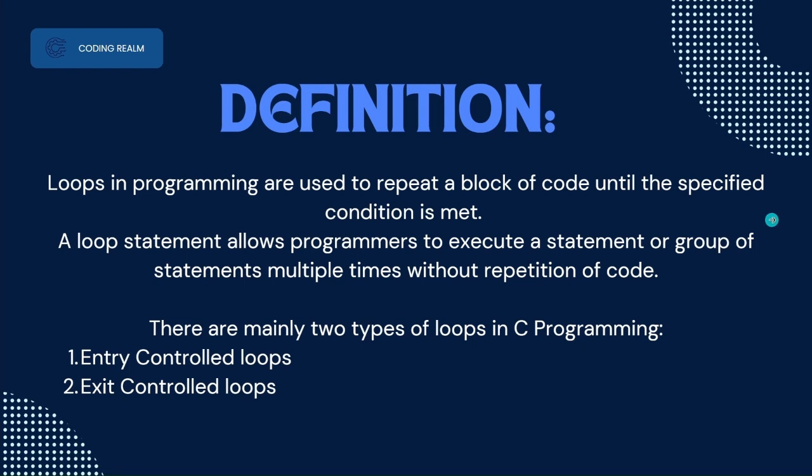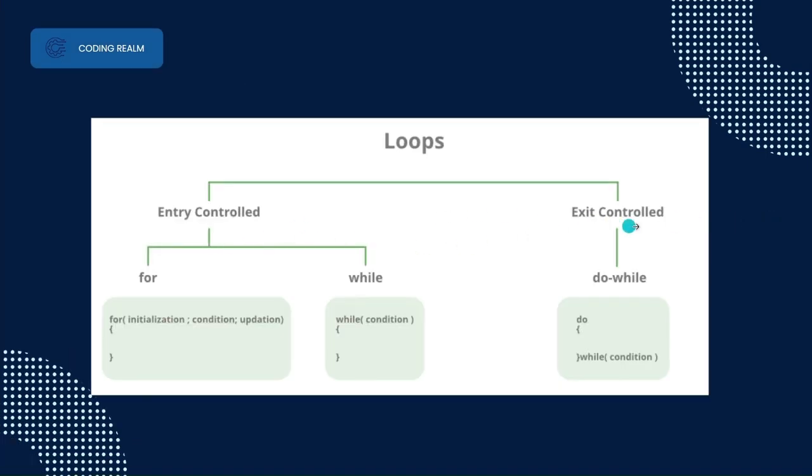Let's see the difference between the entry-controlled loop and the exit-controlled loop. The entry-controlled loops are the for loop and the while loop. The condition is at the start of the loop, like here. But in the exit-controlled loop, the condition is at the end of the loop, like the do-while loop.